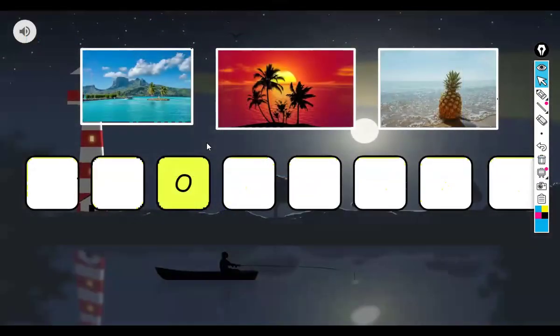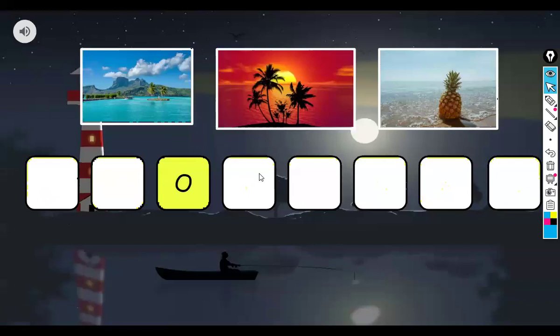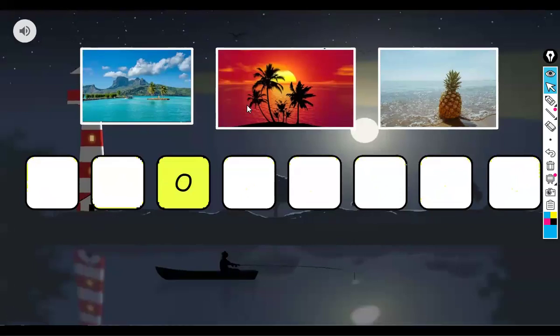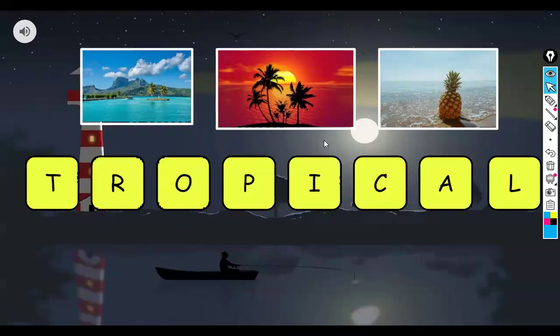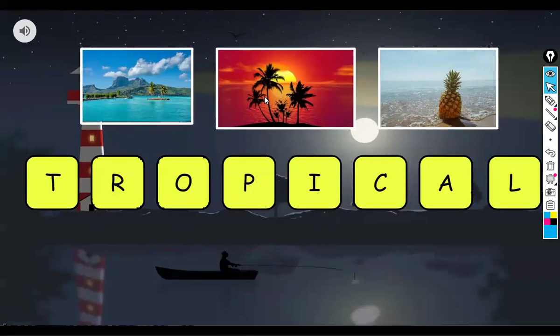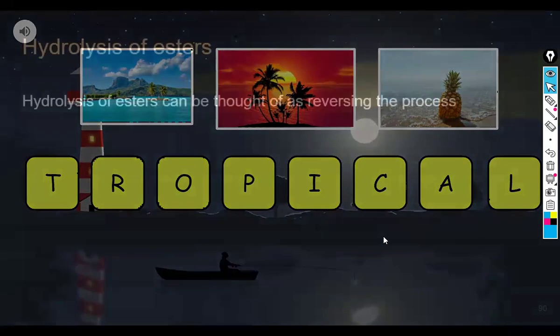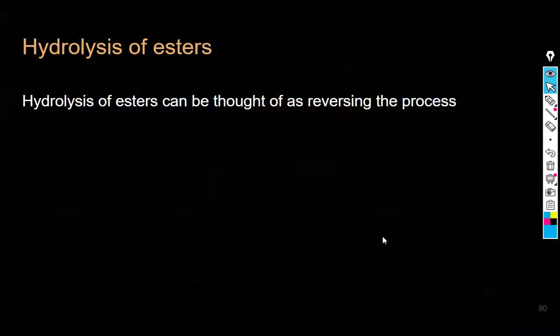How about this one? I hope this one is hard enough. What word am I trying to portray here? It's 8 letters long, and the third letter is O. Samir, correct, by the way, with your guess. What word is this? Does this make sense? Everything here is about a tropical island, pineapple in the ocean, all of those things are associated with the word tropical. So I'm glad this one was hard, and it gave you all something to think about. Let's move on. Right, so the word is hydrolysis.